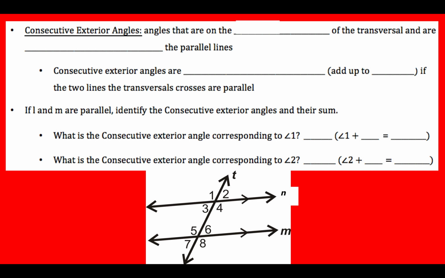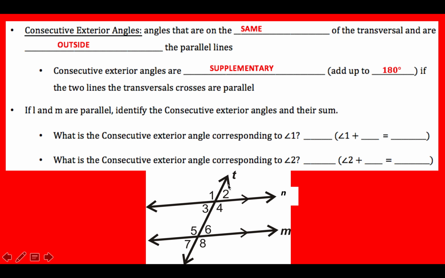Now, consecutive exterior angles is similar. Angles that are on the same side of the transversal and are outside the parallel lines. Consecutive exterior angles are supplementary as well, which again adds up to 180 degrees if the two lines the transversal crosses are parallel. If L and M are parallel, identify the consecutive exterior angles and their sum. What is the consecutive exterior angle corresponding to 1?